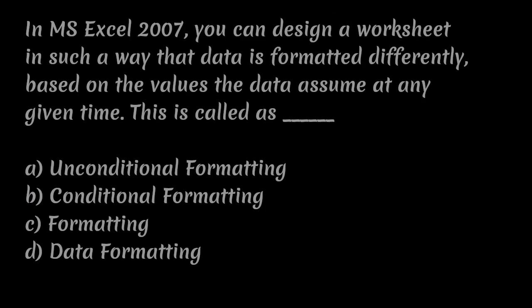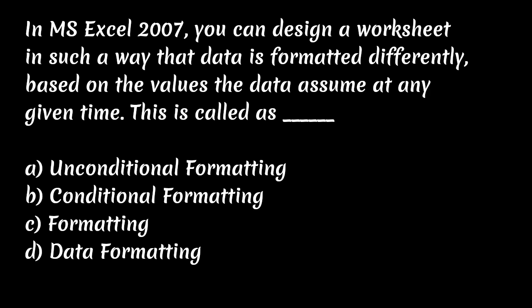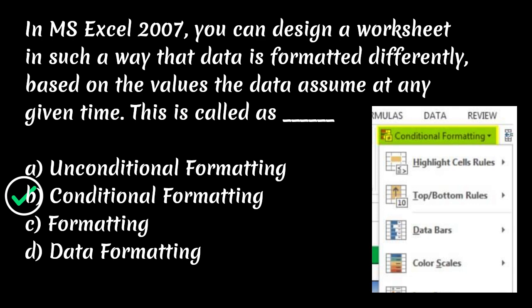Question 29. In MS Excel 2007, you can design a worksheet in such a way that data is formatted differently based on the values the data assume at any given time. This is called as A. Unconditional formatting, B. Conditional formatting, C. Formatting, D. Data formatting. Answer B. Conditional formatting.